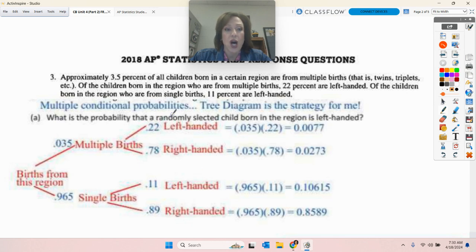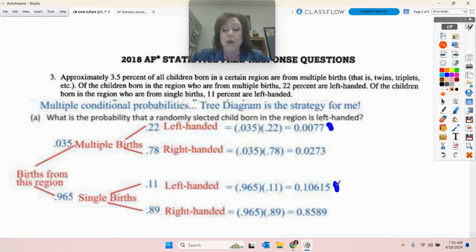Then they talk about, of those, so this is conditional. So of these multiple births, we've got 22% who are left-handed. So let's take a look at this number right here. This is the number of overall who are multiple births and left-handed. But then we have our single births, and then we have the left-handed proportion of those, because it's 11%. These are the single births that are left-handed.